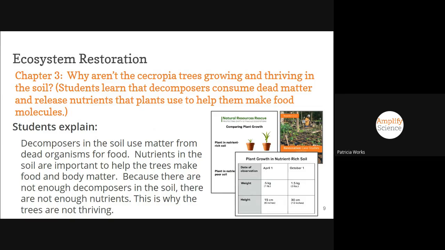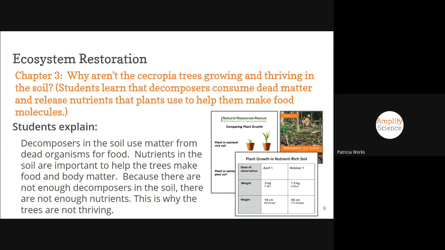Students will also read again from restoration case studies and critique a scientific argument about soil. At the end of chapter 3, students are able to explain that decomposers live in the soil in the rainforest ecosystem and use matter from dead organisms as food. Decomposers change the food molecules into molecules that build their own body matter or release energy for movement and growth. And decomposers also release nutrients into the soil.